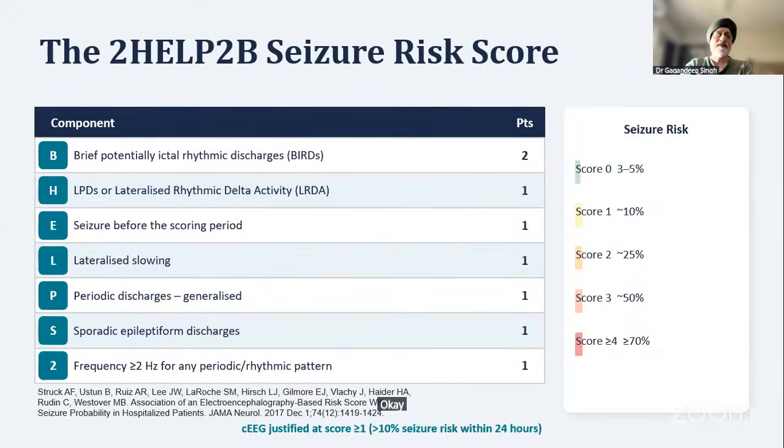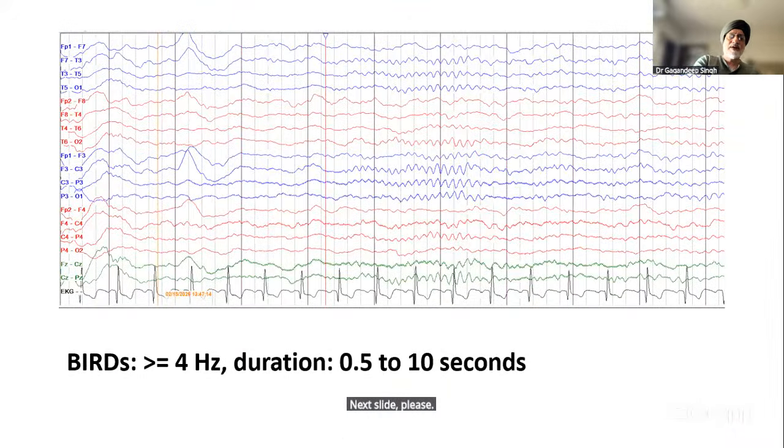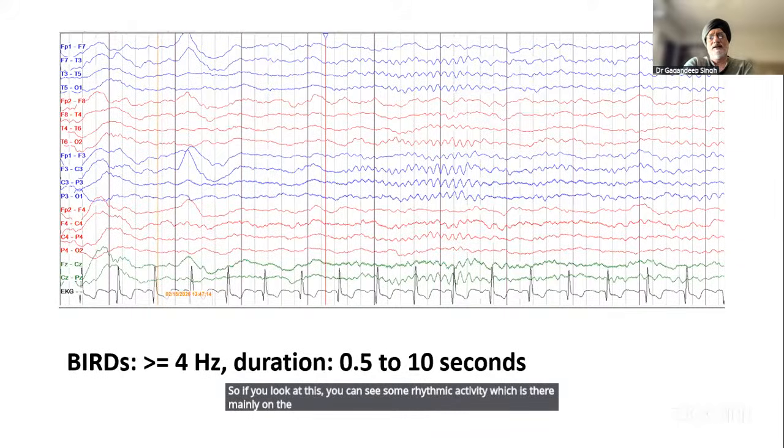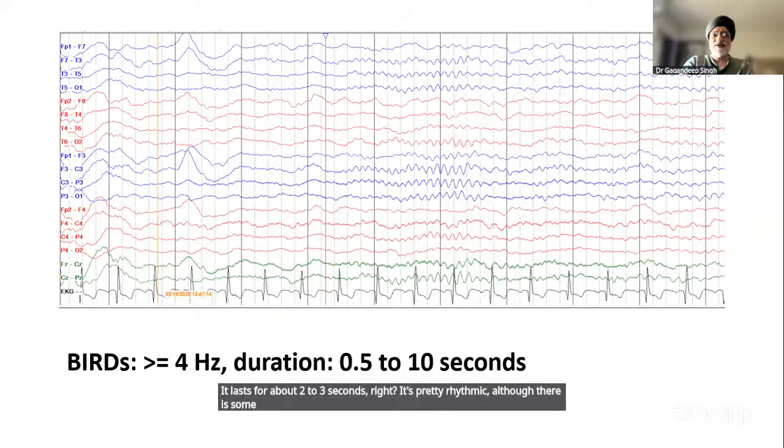Okay, next slide, please. So if you look at this, you can see some rhythmic activity, which is there mainly on the left side, the blue electrodes. It lasts for about 2 to 3 seconds, right? It's pretty rhythmic, although there is some evolution in frequency.